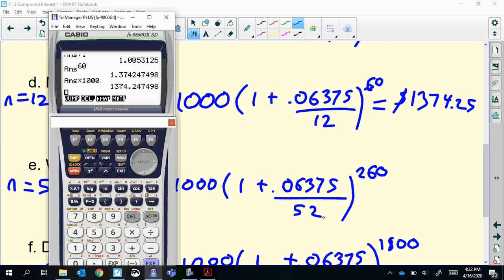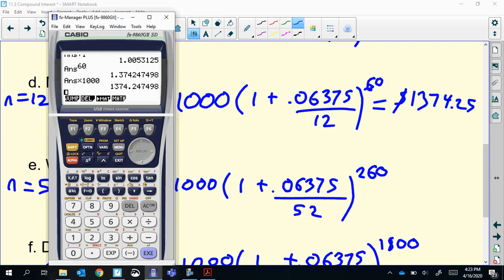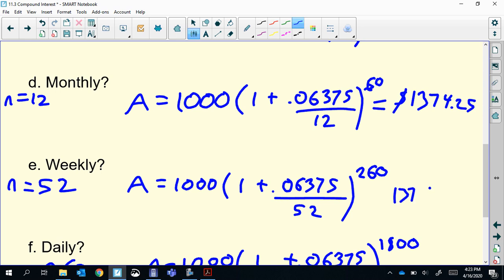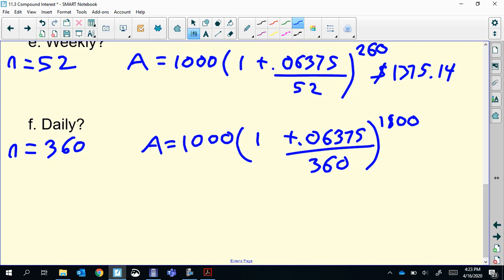All right, next one we're dividing by 52, and then the exponent's going to be 260. So that's easy, just put a 2 in there. But this time we are dividing by 52. Now we get 1375 and 14 cents. So you can see each time, the more frequently it's compounded, the more it goes up. It's not a whole lot. It was only like $1 more from going monthly to weekly, but still, that does add up.